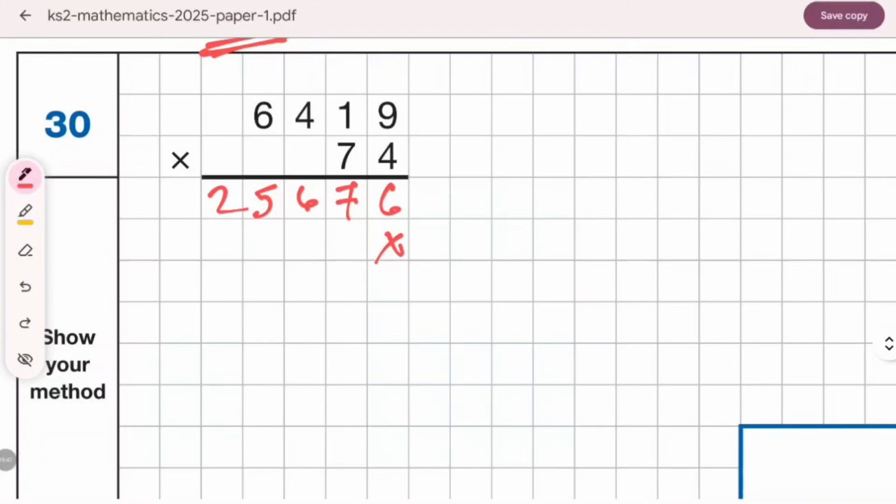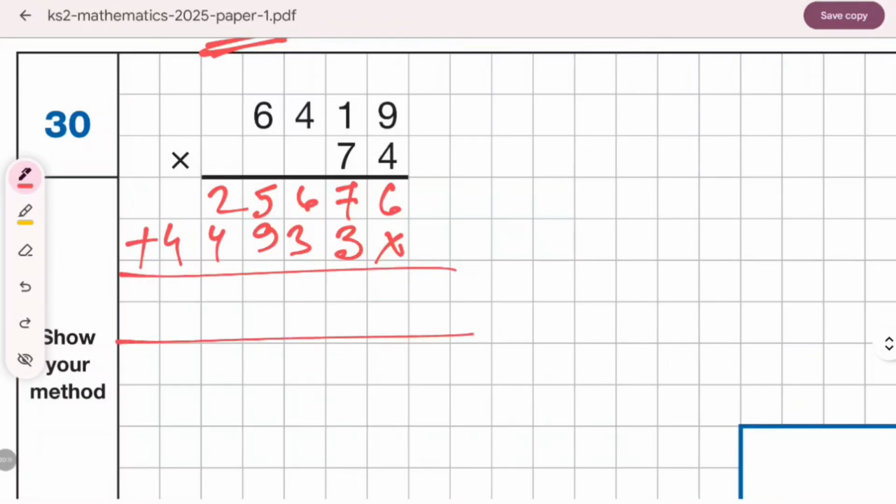Now we will simply multiply 7 with 9, 1, 4 and 6. So 7 times 9 will give us 63 with carry 6. 7 times 1 will be 7 and 6 will be 13 with carry 1. 7 times 4 will be 28 and 1 will be 29 with carry 2. 7 times 6 will be 42 and carry 2 will be 44.